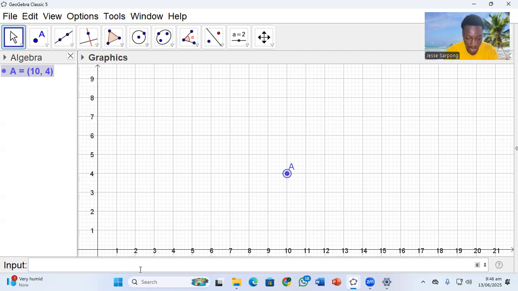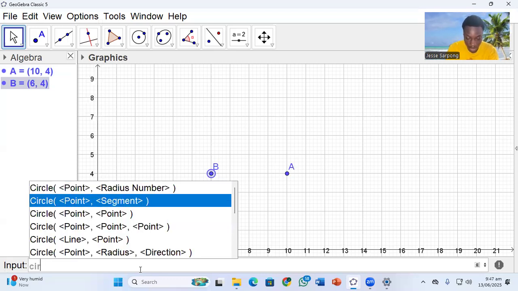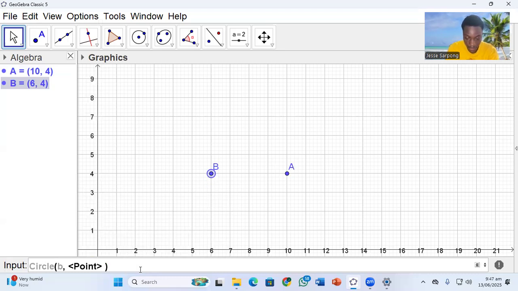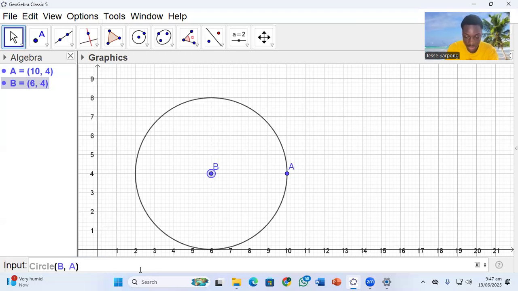We put another point, which will be, let's say, 6 and 4. So this is our next point. Now we draw a circle with center B and a point on the circle A. Our circle is now C.